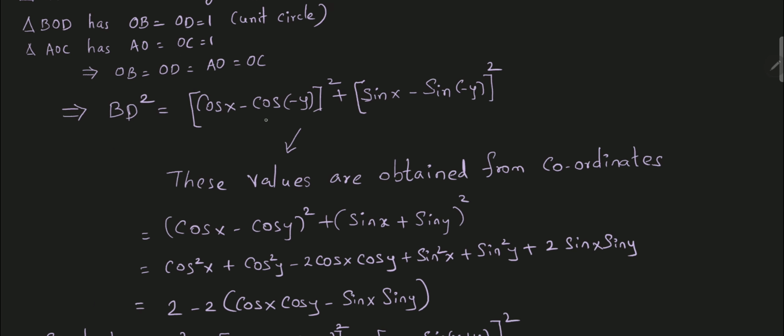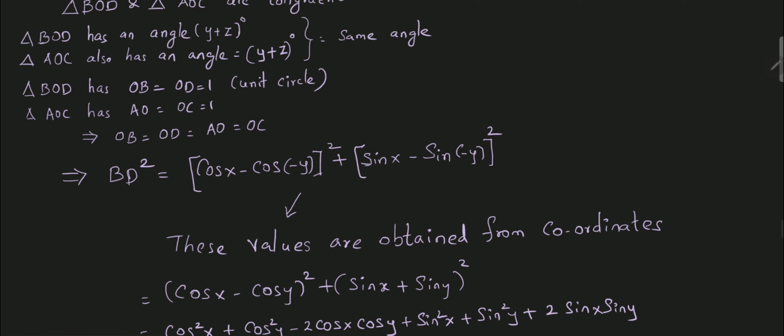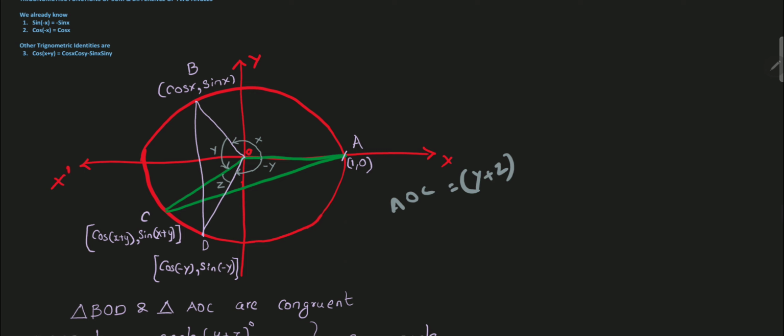So BD square equals, and these values we are getting from the coordinates. You are already aware that if an angle x is there, then cos of that angle is going to be the x coordinate and sine of that angle is going to be the y coordinate. Here don't worry that this is not a perfect right angle triangle. Just focus on the angle.